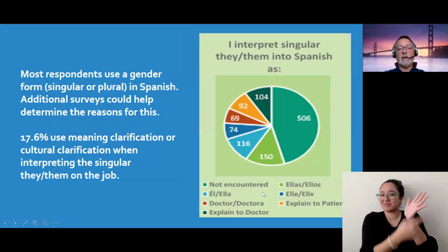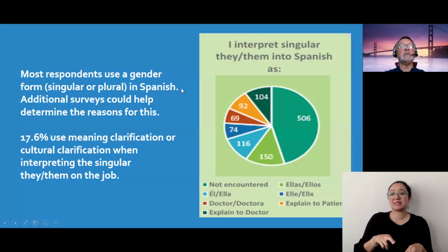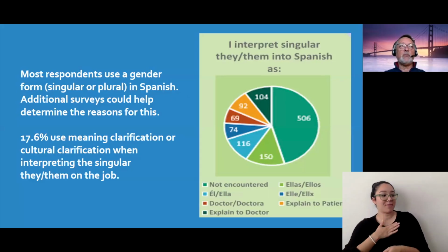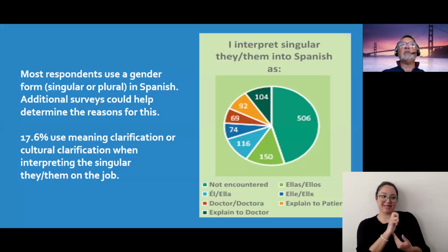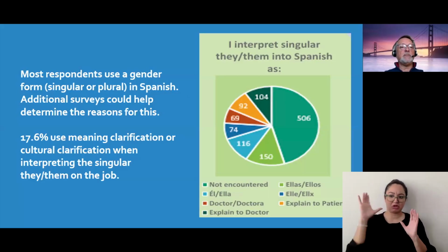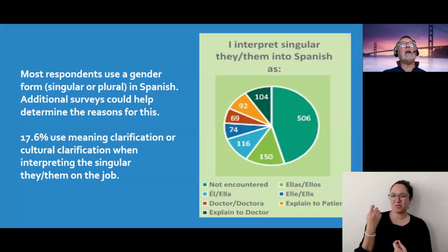And what is interesting to me is that most of the respondents are just using a gendered form. So if the doctor says, "Hi, my name is Dr. Smith. My pronouns are they, them," it seems like most of them are just saying, "Hi, my name is Dr. Smith," or ignoring it completely, or saying, "My name is Dr. Smith. My pronoun is he," or "My pronoun is she," depending on what the interpreter is perceiving the gender of that doctor to be. Which is interesting to me because I'm wondering, why are they doing that?